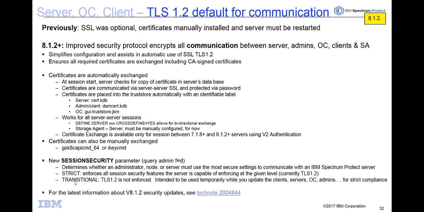Strict means that we're enforcing the utilization of TLS 1.2 between the two entities, versus transitional, which means TLS 1.2 is not being enforced. And so you might see this, for instance, with down-level administrators or nodes or down-level servers. We do have a tech note out there, and you can read that if you want additional information on that.